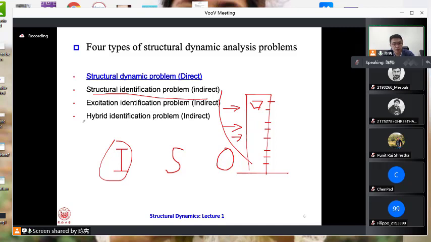And there's a very special case which we call the hybrid identification problem. In some cases, you just know the output. You only know the output.